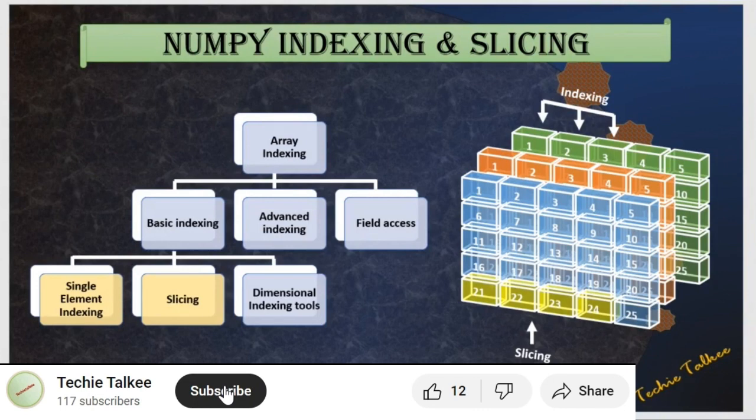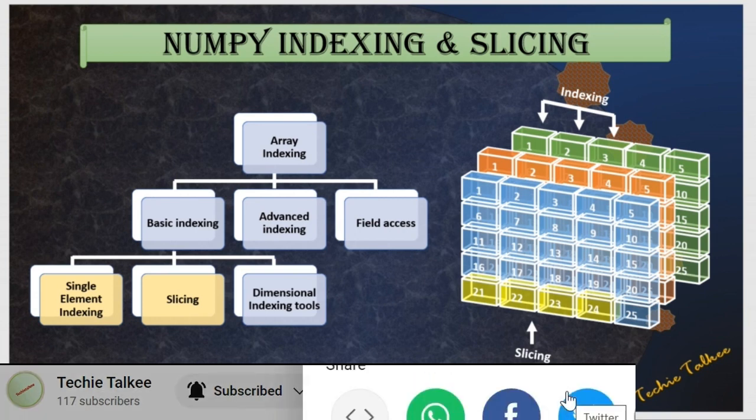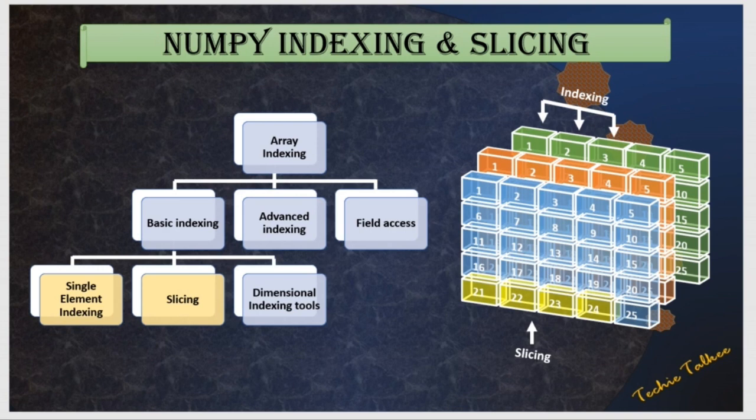Hello friends, in this video I'll be explaining about NumPy indexing and slicing. I had already released videos on list indexing and slicing, so the same concept applies to array indexing and slicing. Array indexing is nothing but accessing the array items using the index value. Array slicing is all about accessing a range of array items, that is, we are slicing a part of the array to access its items.